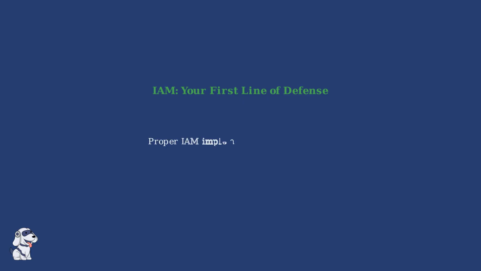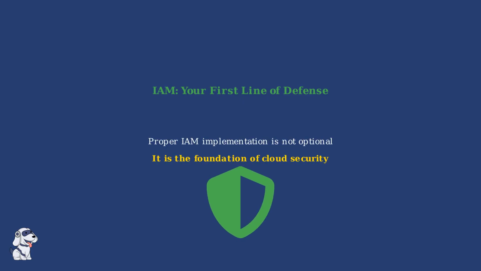Proper IAM implementation is not optional in today's cloud environment. It serves as the foundation of cloud security, protecting your organization from unauthorized access, data breaches, and compliance violations. Understanding and implementing IAM correctly is essential for any cloud security strategy.